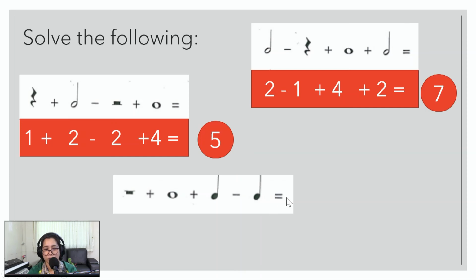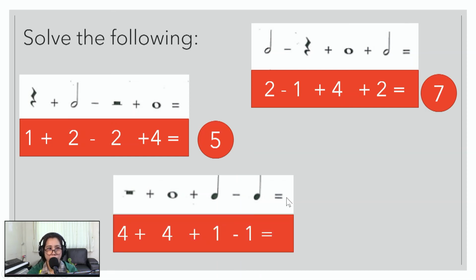Okay, over here, a whole rest plus a whole note plus a quarter note minus a quarter note is equal to, let's see the value of those notes. 4 plus 4 plus 1 minus 1 is equal to, what's your answer? The answer to this is 8.